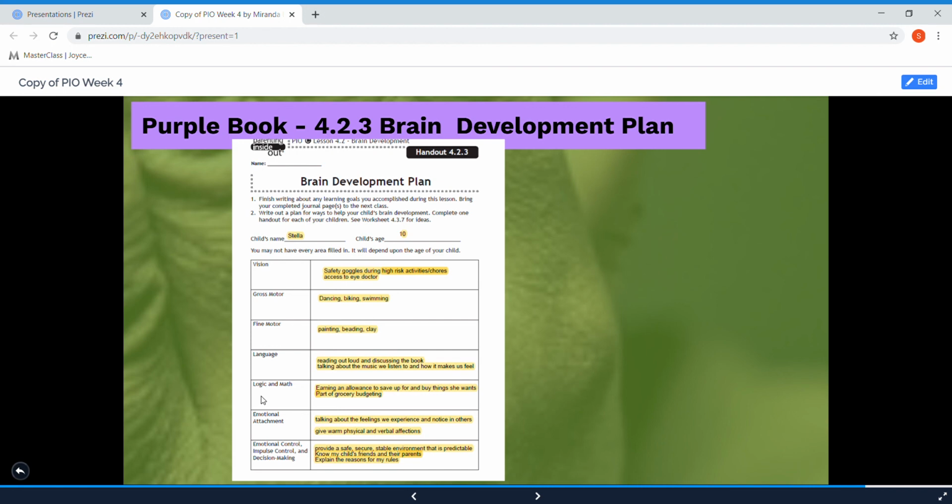Some things I can do to encourage logic and math. I can give Stella chores and she can earn an allowance. And with that allowance money, she can save up for and buy things she wants. This is going to help encourage that logic and math. I could also have her be part of the grocery budgeting. Maybe I say to her, okay, we have $10 this week to spend on fruit. What types of fruits do we want to get?